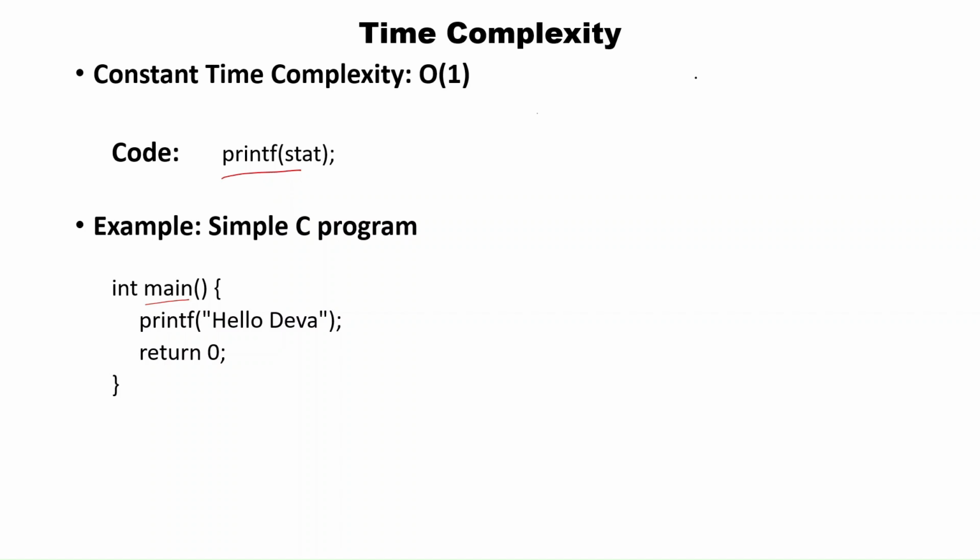Time complexity in the above code: hello deba is printed only once on the console, meaning the screen, that is only one time. So the time complexity is constant, that is order of 1. Every time a constant amount of time is required to execute this code, no matter which operating system or which machine configuration you are using.